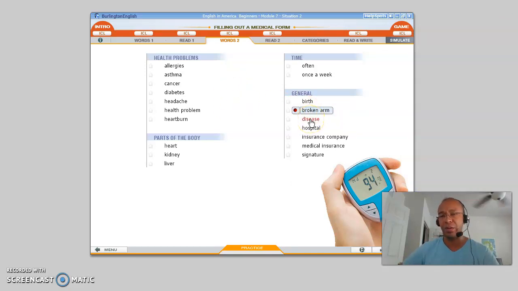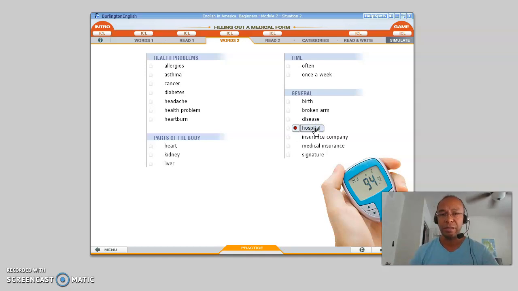Disease is another word for an illness, a health problem. And in order to take care of that, sometimes you have to go to a hospital. Hospital.